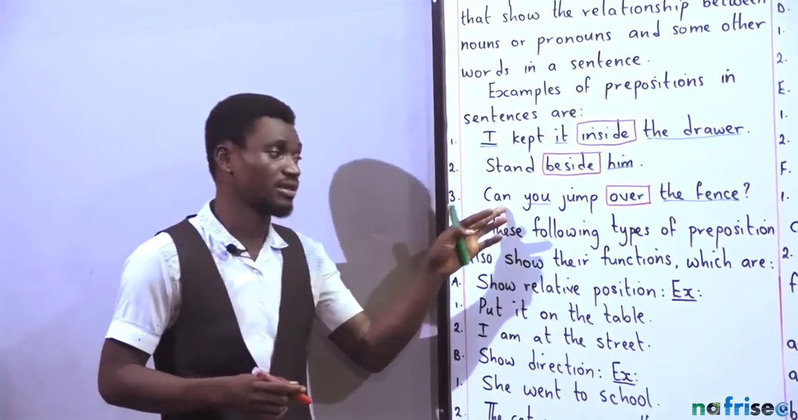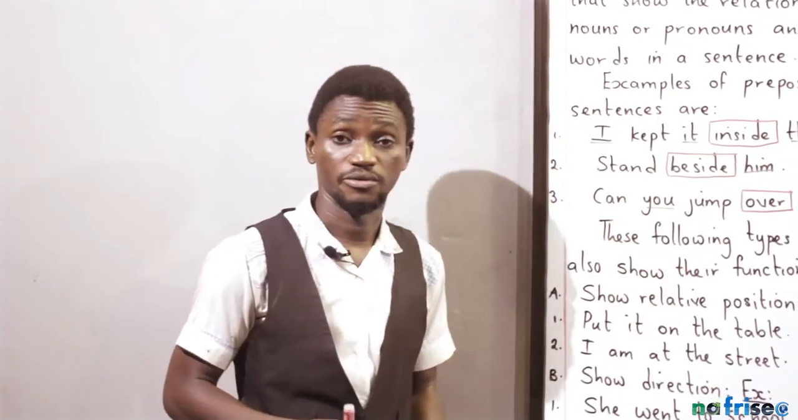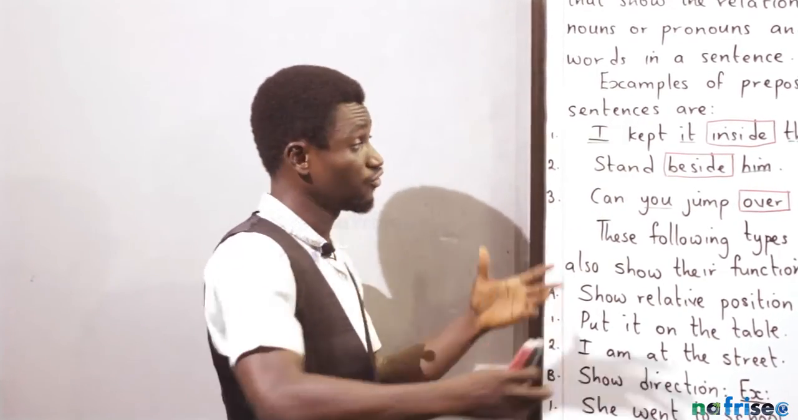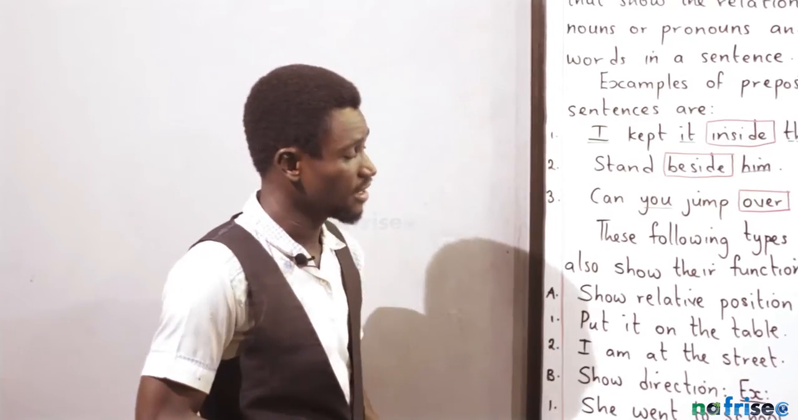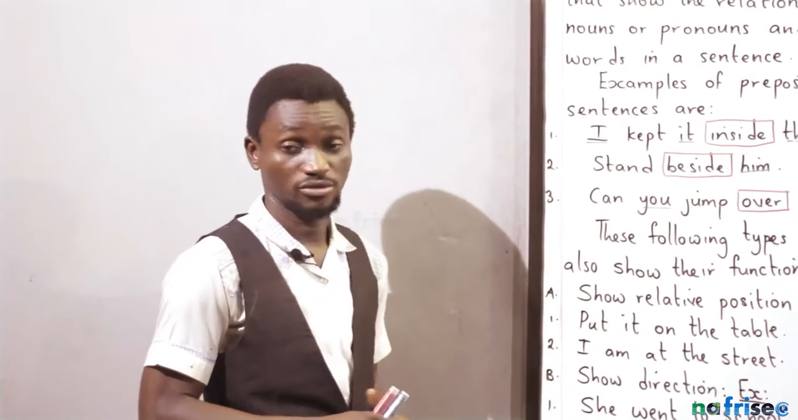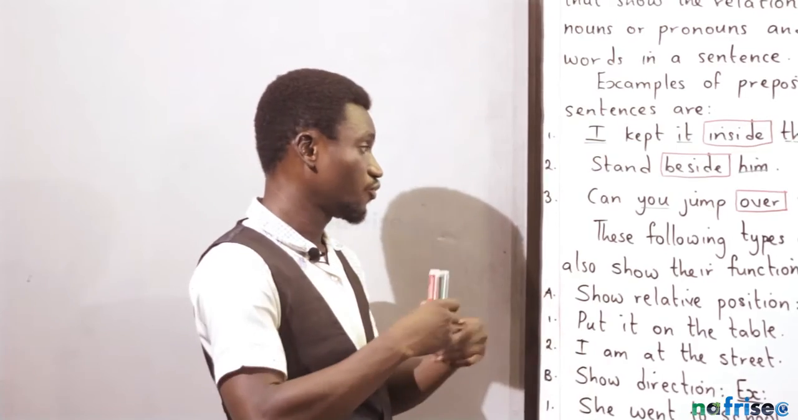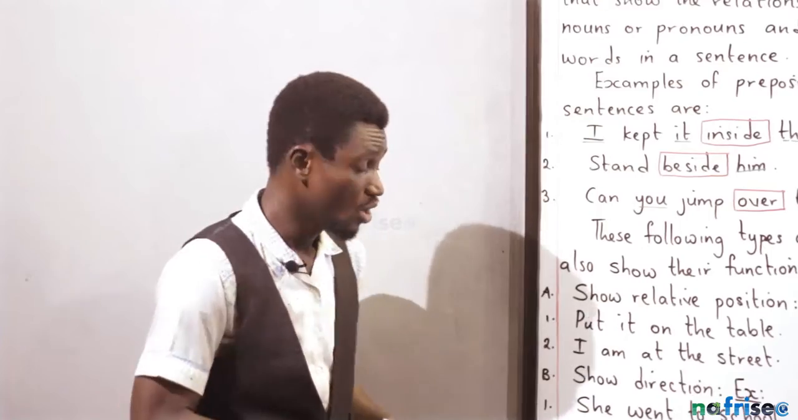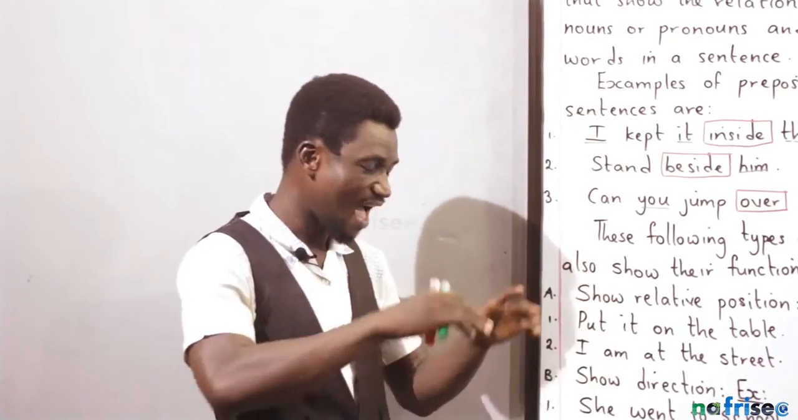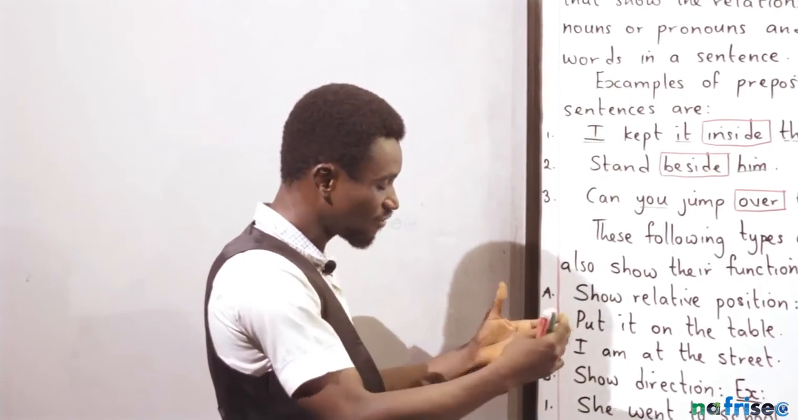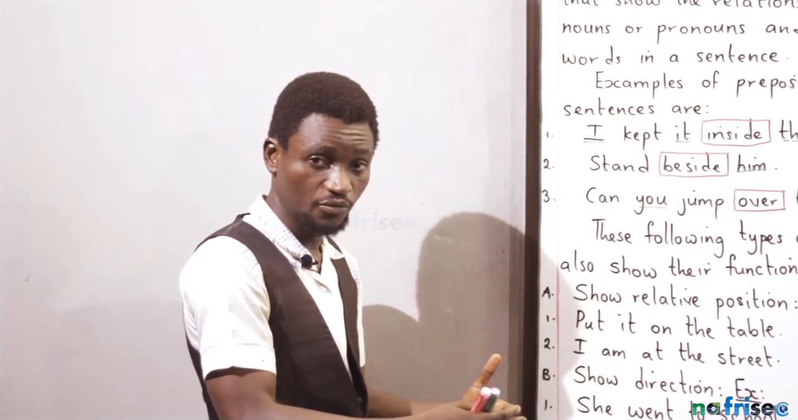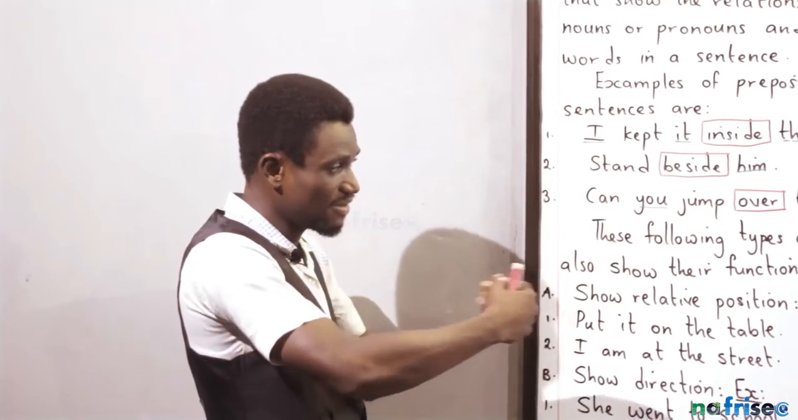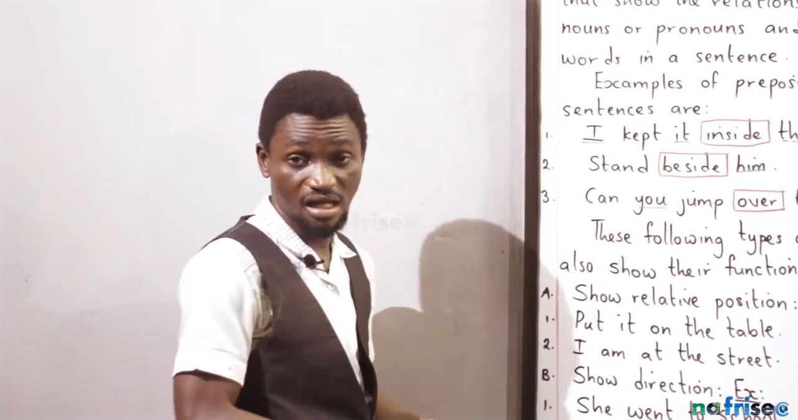So we know that can is an auxiliary verb, then jump is a lexical verb. So that is what the preposition does, okay? Showing the relationship. Now, let's look at this. They said these following types, the one we're about to discuss now, also show their functions, okay? We've got types of preposition which show the function that they perform. So the function that these prepositions perform determines the name that is given to them, determines the type, okay?